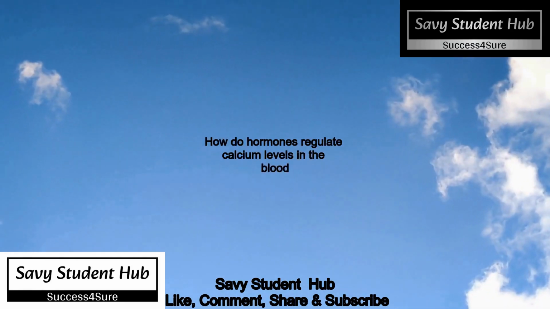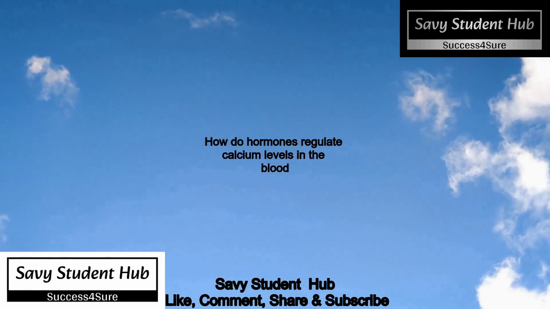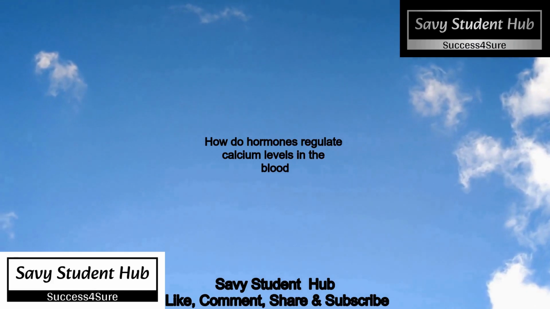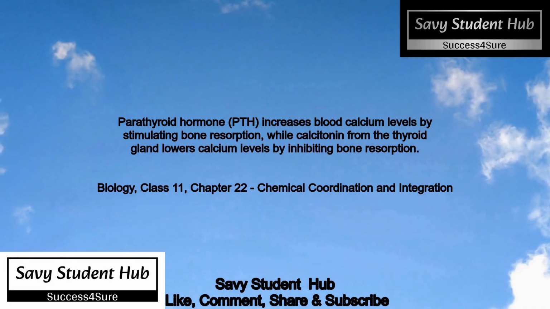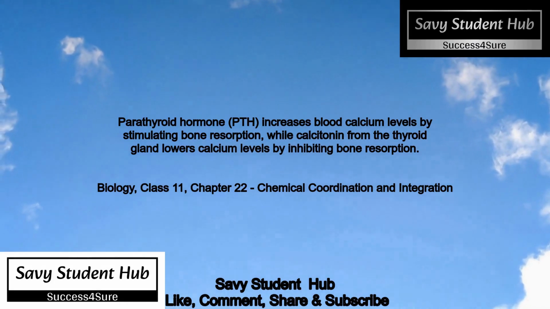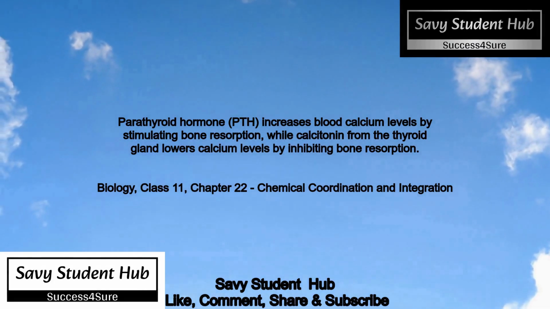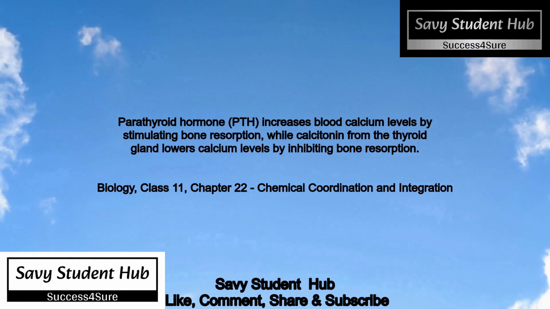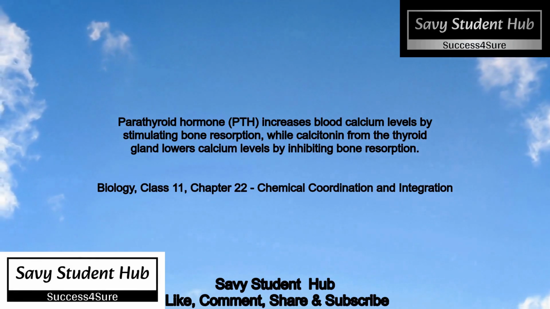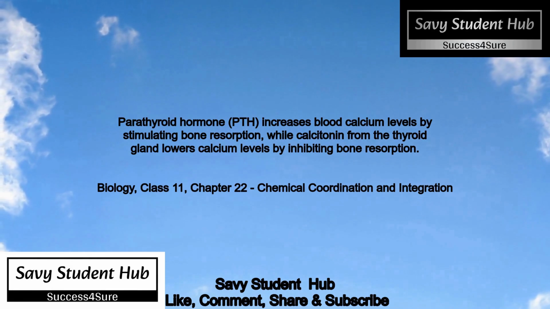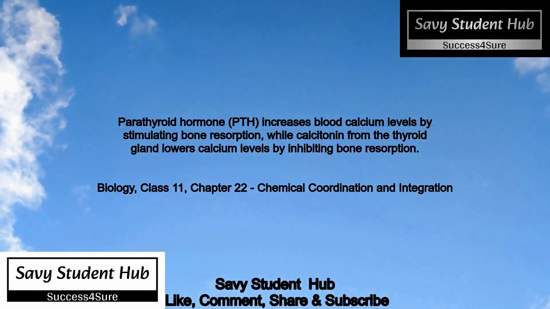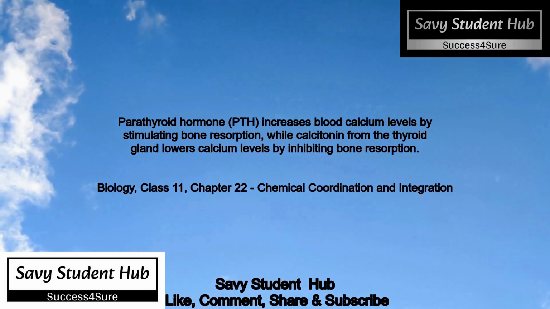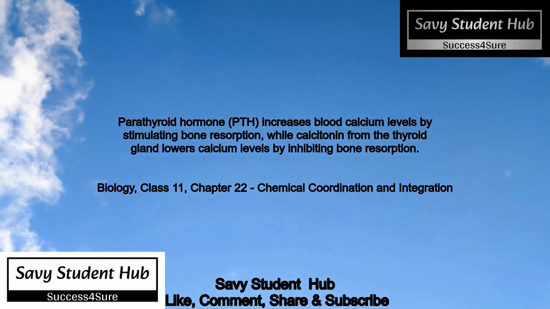How do hormones regulate calcium levels in the blood? Parathyroid hormone, PTH, increases blood calcium levels by stimulating bone resorption, while calcitonin from the thyroid gland lowers calcium levels by inhibiting bone resorption.